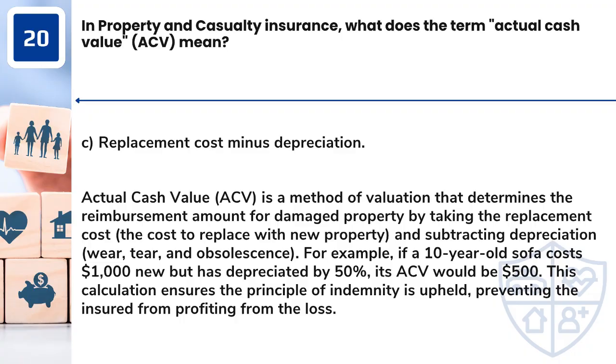Answer: C. Replacement cost minus depreciation. Actual cash value, ACV, is a method of valuation that determines the reimbursement amount for damaged property by taking the replacement cost, the cost to replace with new property, and subtracting depreciation, wear, tear, and obsolescence. For example, if a 10-year-old sofa costs $1,000 new but has depreciated by 50%, its ACV would be $500. This calculation ensures the principle of indemnity is upheld, preventing the insured from profiting from the loss.